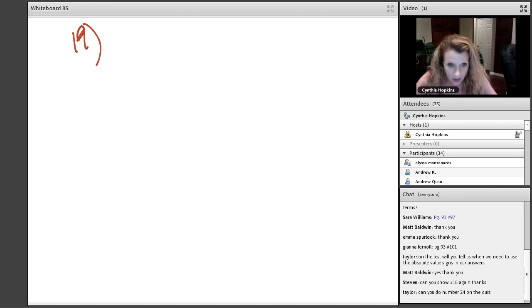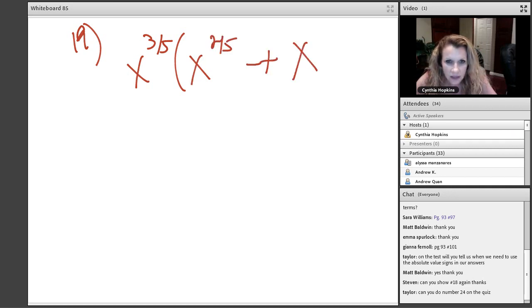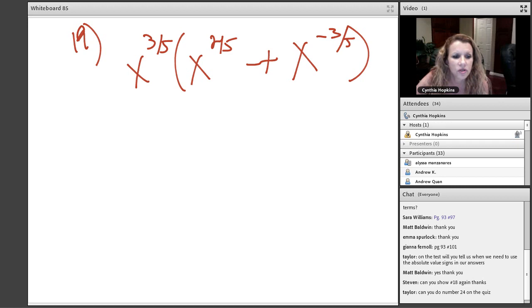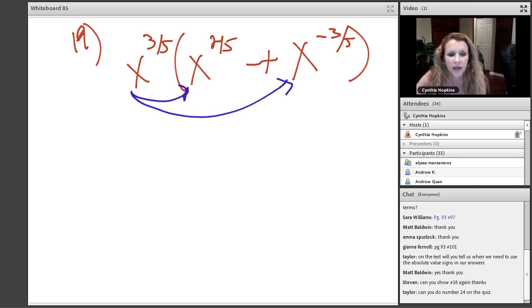All right, we have x to the 3/5 times the quantity x to the 2/5 plus x to the negative 3/5. Okay, so this is a great example to show you that you have got to know your properties, and I think the words are very important. So when I say I'm going to distribute that x to the 3/5, do you agree that means I'm going to multiply it by each term?